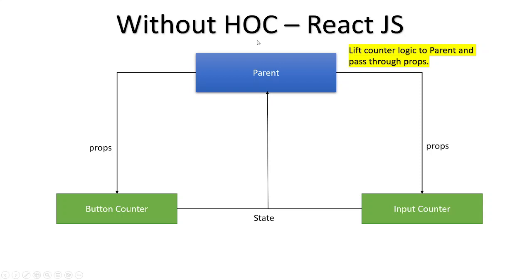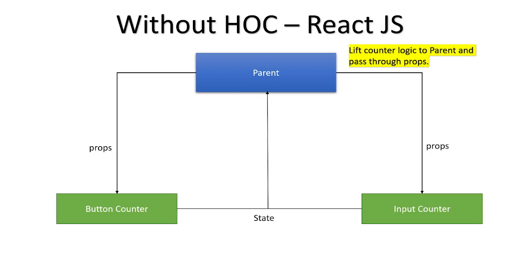You can see here, without higher order components, what is actually happening? Let's assume we have a parent component and I have two components, button counter and input counter. Let's assume that I pass the counter logic in the parent component. So whenever I press the button, it will update the value on the parent component, and it will bring back the updated value with the props, which is okay. And if I write something, it is going to update the value in the parent component and bring the new value with the props to this component, which is okay. Lift counter logic to parent, and then we can pass the new updated values to the properties, which is fine.